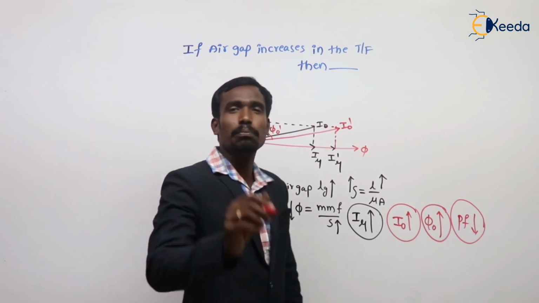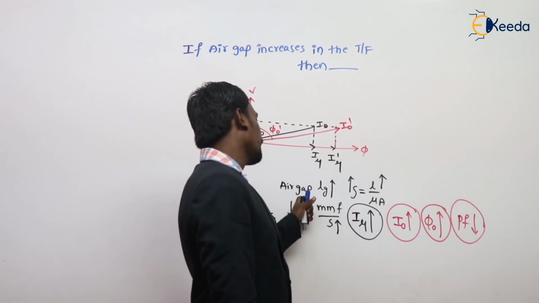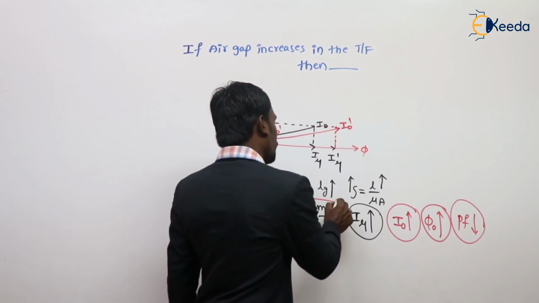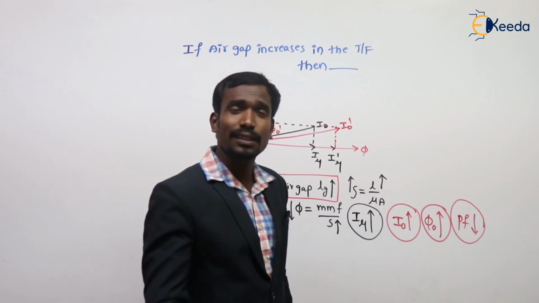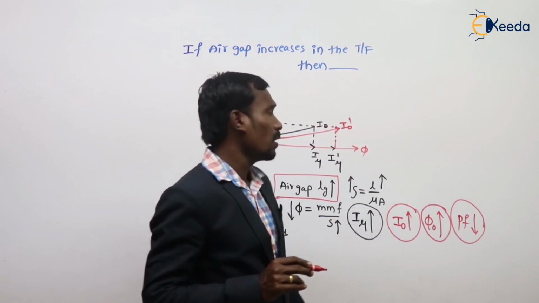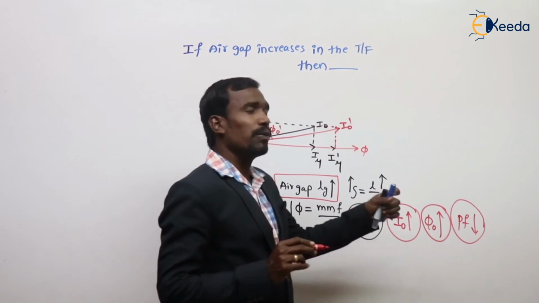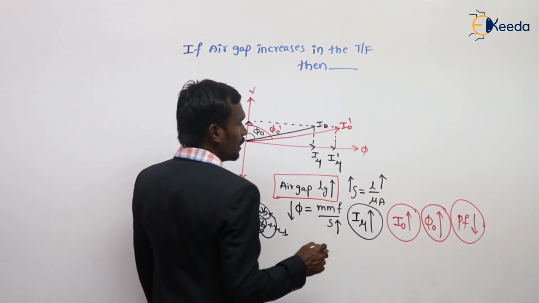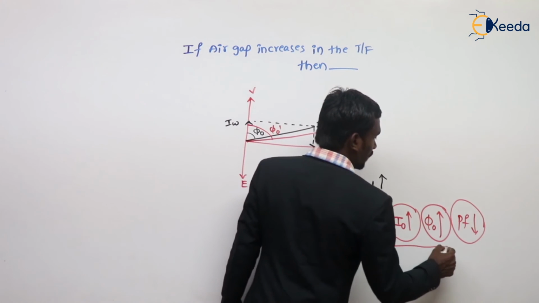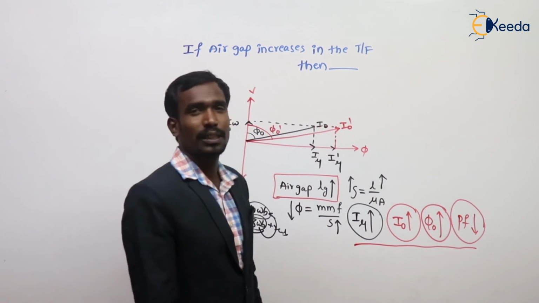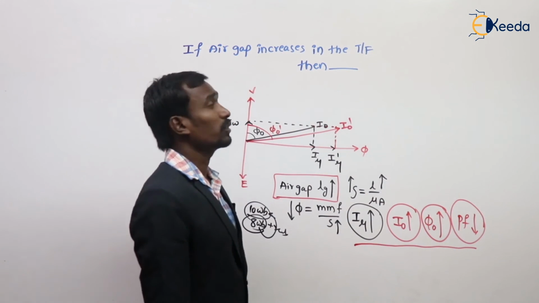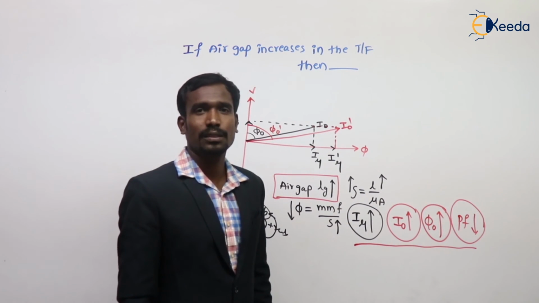Very, very important. When air gap increases, then the power factor decreases in any machine. Before that, I mu increases, I naught increases, phi naught increases, then power factor reduces. This is a very important question for competitive exams, right?